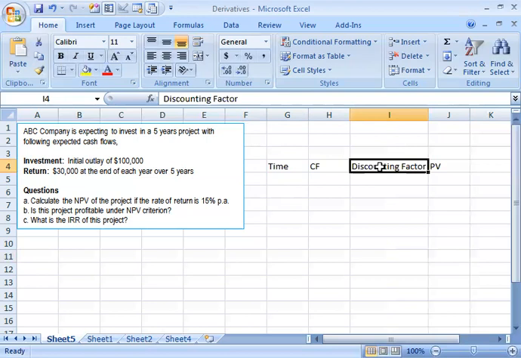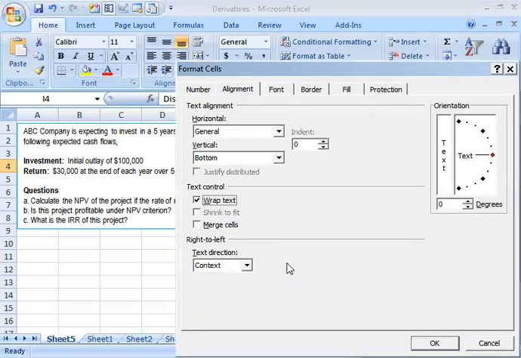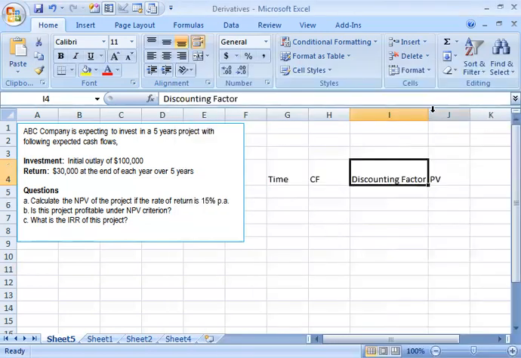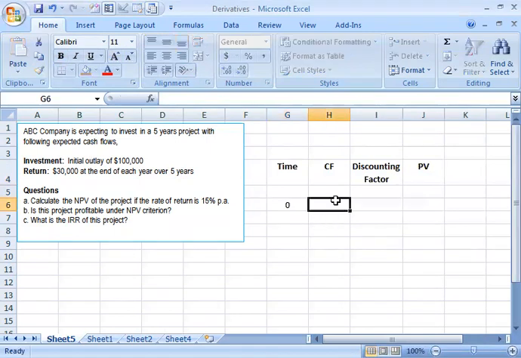So I will wrap this text to add more clarity. So I will do the calculation part. I will input the formulas here. So at time equals 0, at the beginning point, what is the cash flow? It is $100,000, but a negative cash flow because we are investing 100,000 in the project. So it's a negative cash flow here.